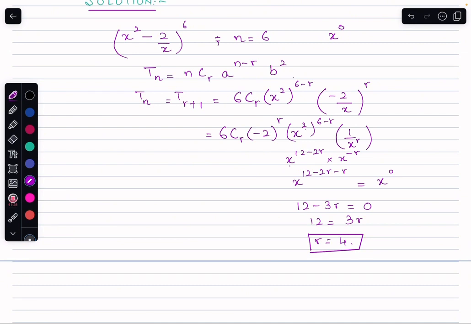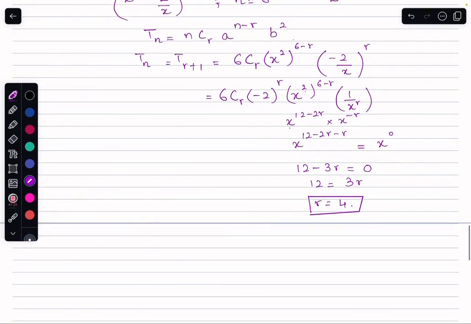My restriction value here is 4. Therefore, it's T4 plus 1. So I know it's going to be the fifth term, which shall be equal to 6C4 negative 2 to the power 4. And then obviously this is going to be x to the power 0.